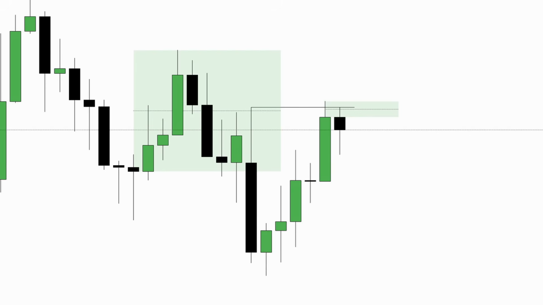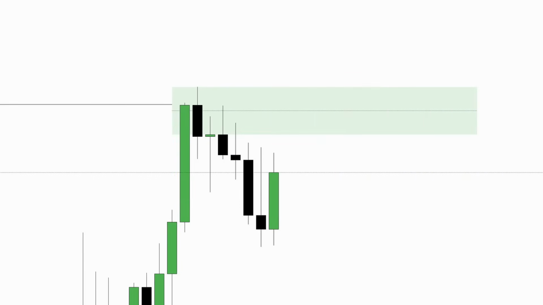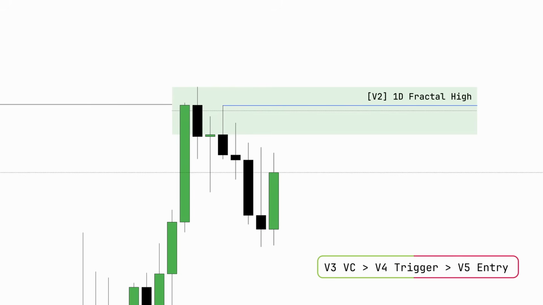To find the second variable, we need to switch to a lower time frame. In our case, it's the 1 day time frame, where we clearly see a fractal high formed above the 0.5 level of the rejection block. However, this is absolutely not a problem, and we can consider this as our variable 2. All conditions on the HTF part are met, and we need to wait for all other variables on the LTF part. V3 volume confirmation, greater than V4 trigger, greater than V5 entry.